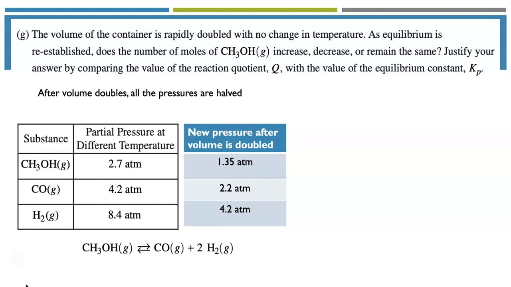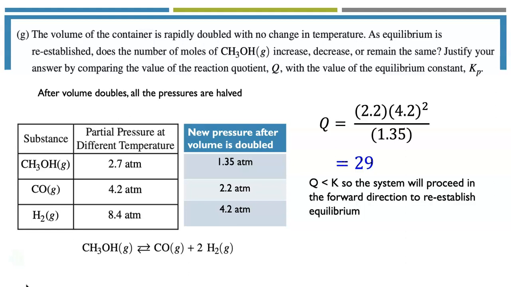And so what we can do is substitute these values into our expression for Q, and then compare it to K. So we can calculate Q by substituting that in, and we get a value of 29. Now we had a value from K back from a couple parts ago, and we see that Q here, 29, is less than the value of K that we had calculated, which was 110. Because Q is less than K, that's telling me I don't have enough products. I need more products to reestablish equilibrium. I need to use up some of my reactants, so the system will proceed in the forward direction to reestablish equilibrium, and therefore the moles of methanol will decrease.